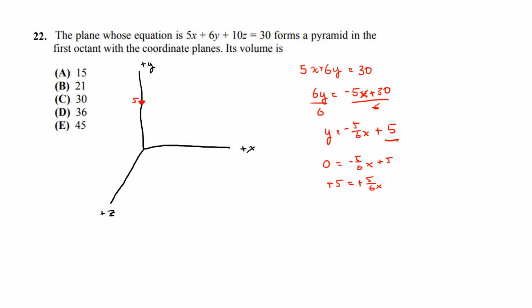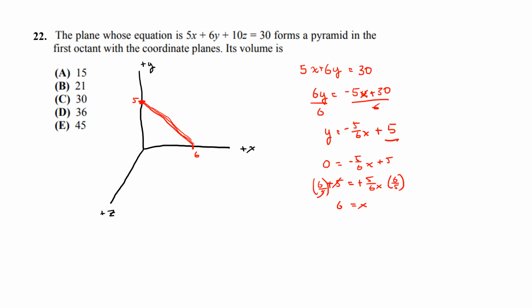Cancel out the negative sign, sorry. Multiply both sides by 6/5, right? And then the 5's cancel out, so we get 6 equals x. Therefore, we have another point here at x equals 6. So we have our first line at which this plane intersects this coordinate plane.